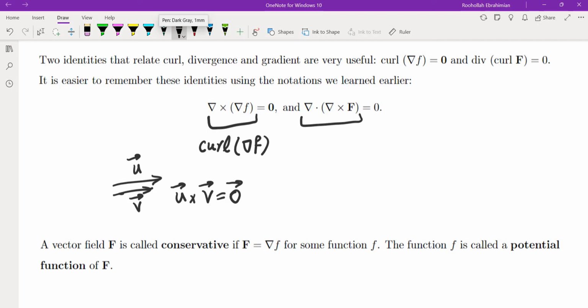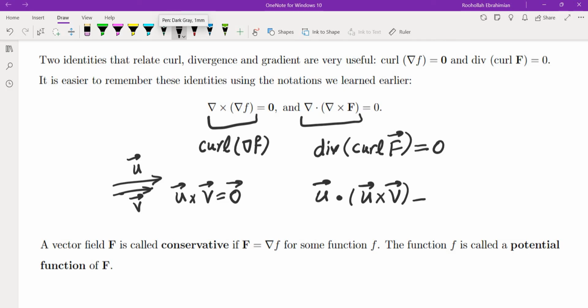Okay, this one is the divergence because it is the dot product of nabla, and then inside is curl of f. This is also 0 because, well, not because, but a way to remember that is that every vector u dotted with u cross v is equal to 0. Why? Because u and u cross v are in fact perpendicular to each other. So a way to remember these two formulas is to just use our intuition about the properties of dot product and cross product.